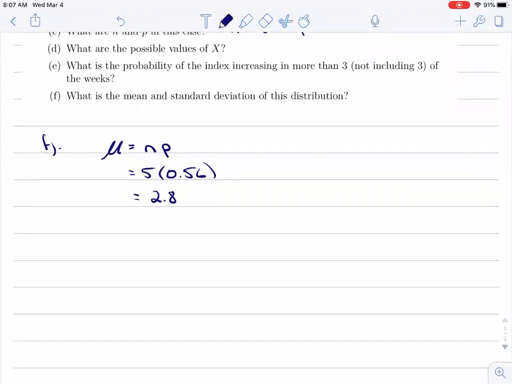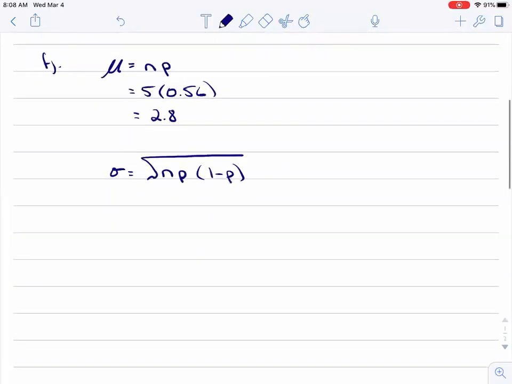And the standard deviation sigma, from your formula sheet or just from your mind, is the square root of n times p times 1 minus p. 1 minus p, right, is the probability of a failure. P is the probability of success. 1 minus p is the probability of failure. And we said sometimes we write 1 minus p as just q if you want to cut down on writing a tiny bit. Nothing major.